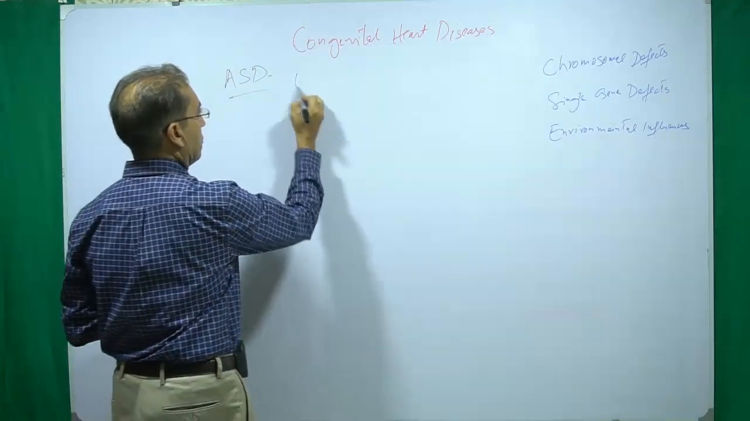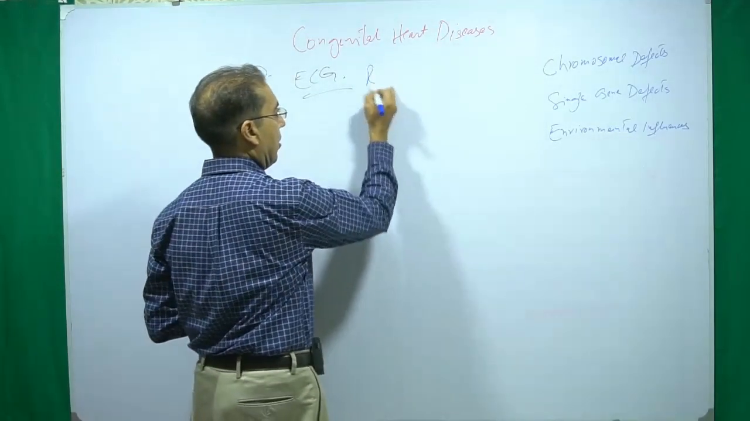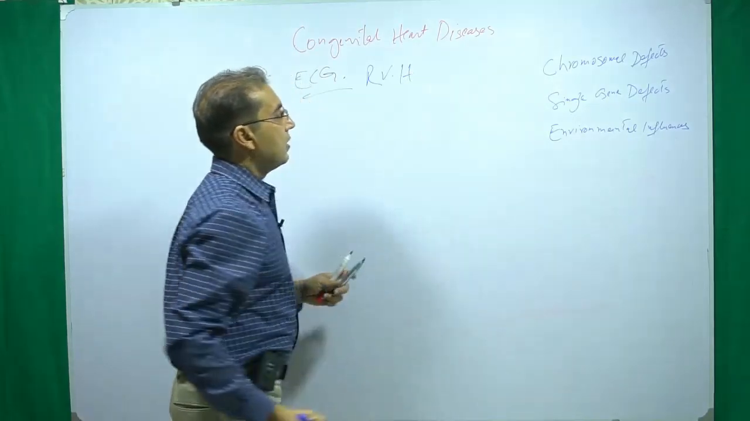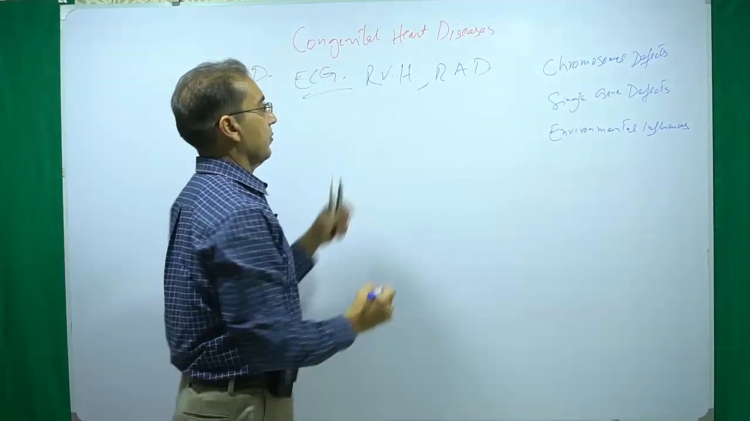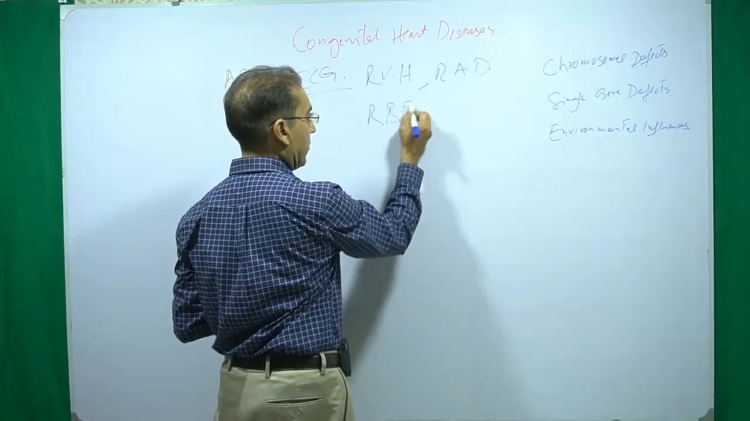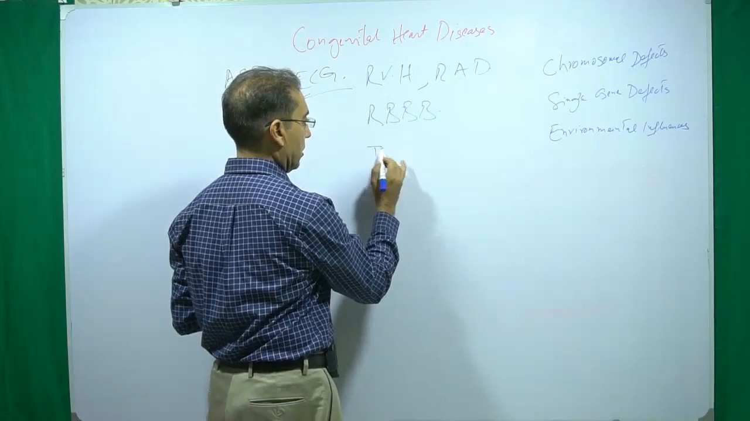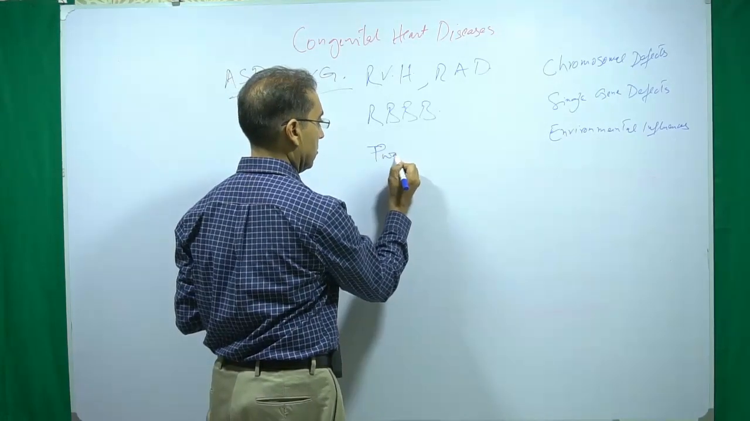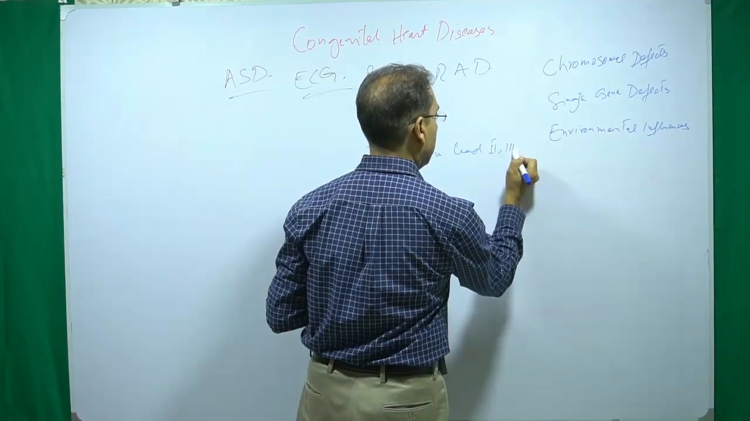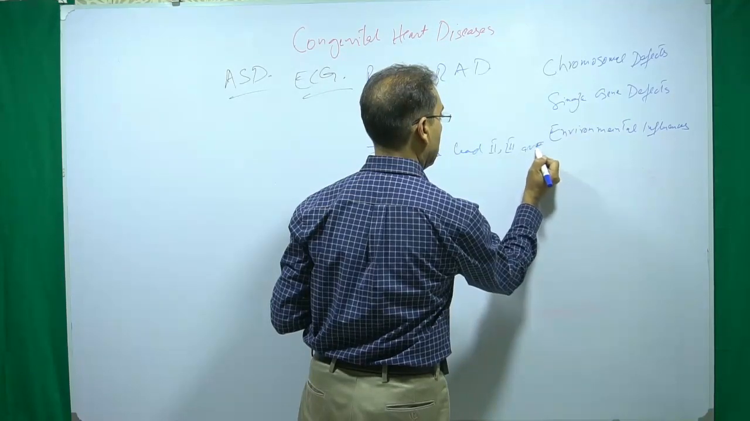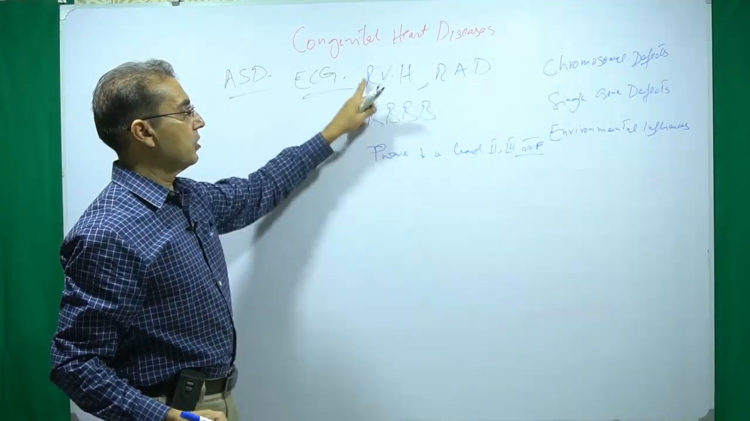The first simple test is ECG. What ECG may show us is RV hypertrophy. There may be right axis deviation. There may be complete or incomplete right bundle branch block. There may be P-wave inversions in leads 2, 3, and AVF in cases of sinus venosus defect. So you may have these changes in the ECG.